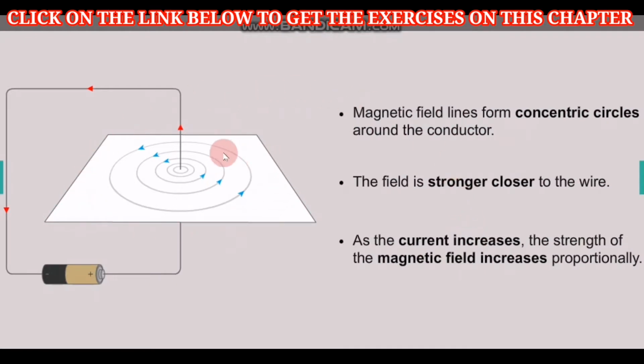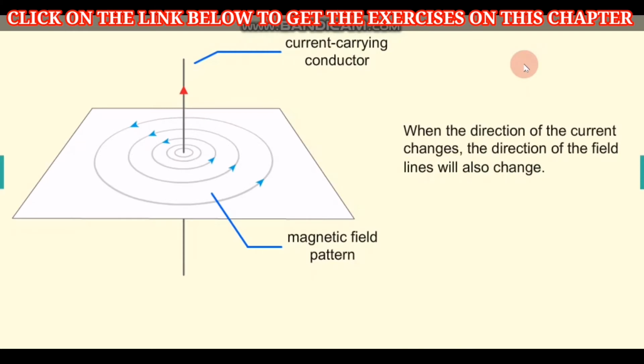So from this pattern of magnetic field shown on this straight wire, there are a few things we can say about the characteristics of the magnetic field. First, the magnetic field lines form concentric circles around the conductor. And as you can see, the lines are closer near the wire, which shows the field is stronger. And as the current increases, the strength of the magnetic field will increase proportionally. And the magnetic field direction changes according to the change in direction of the current.